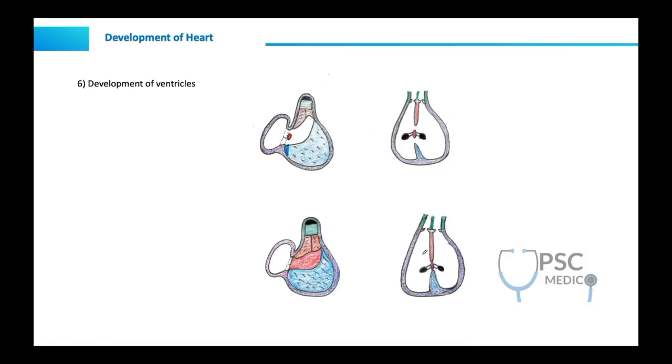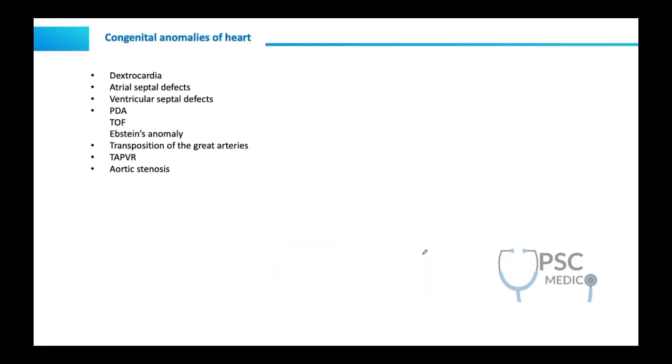The development of ventricles is already done. So now I think you have a clear idea about the development of the atria and ventricles, and the development of the partitions between them. With this background knowledge, let us quickly jump into the congenital anomalies of the heart. There are many things that need to be discussed when it comes to congenital anomalies of the heart, so the list is exhaustive.